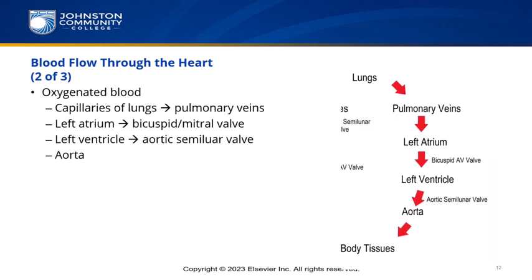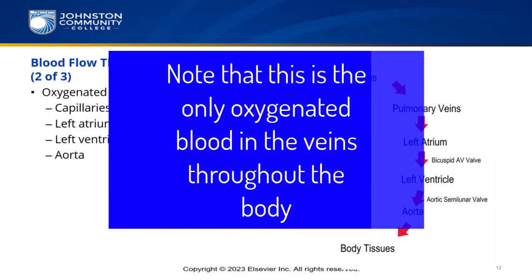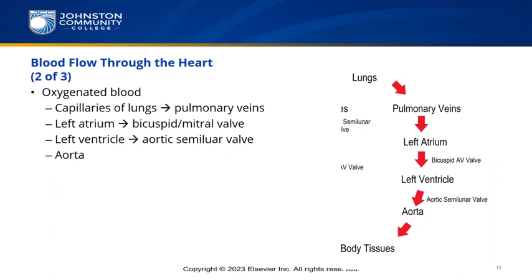Now that our blood is reoxygenated, it travels from the capillaries of the lungs to the pulmonary veins. Note that this is the only oxygenated blood in veins throughout the body. Again, you might see that one on a test. The pulmonary veins deliver the oxygenated blood to the left atrium. Remember, that's the top portion on the left.